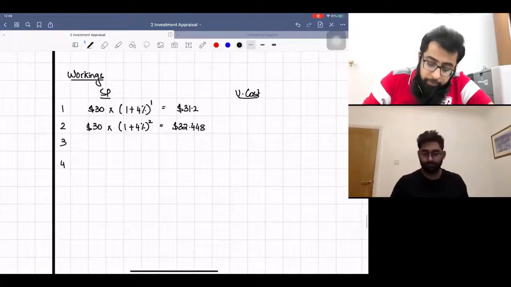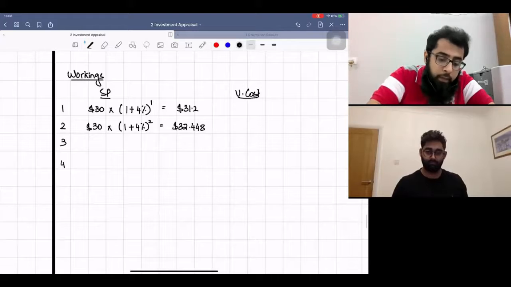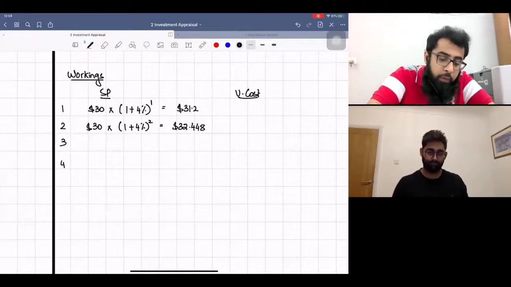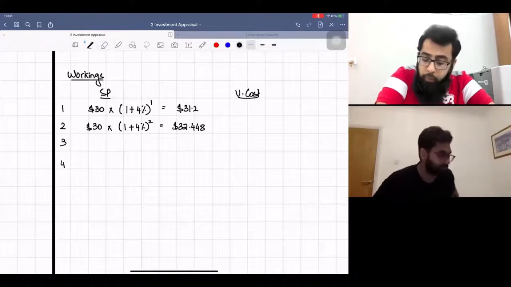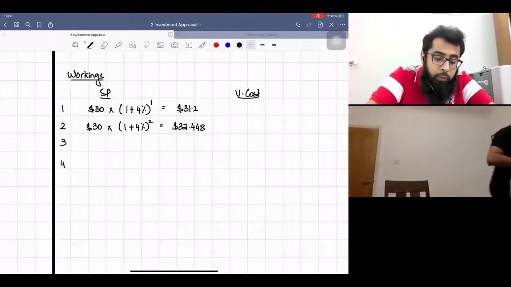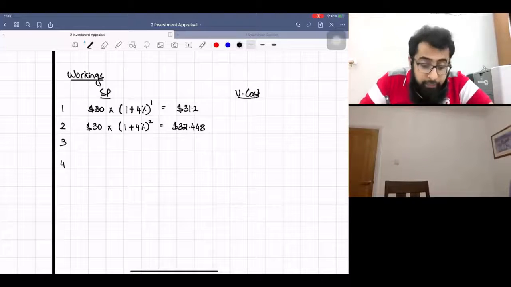32.448 into 1.04 power 1. It was 31.2. Power 2, 32.4. Then 33.7.